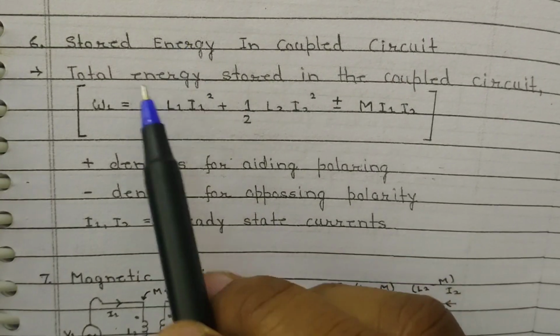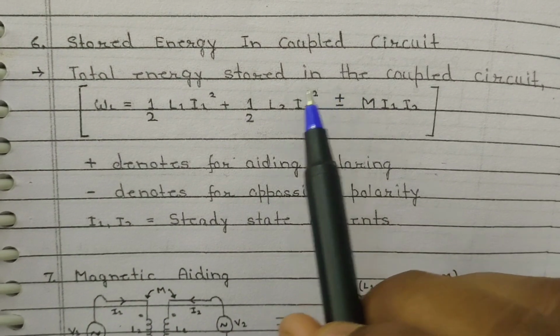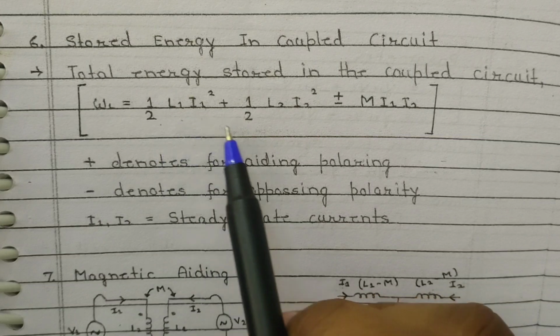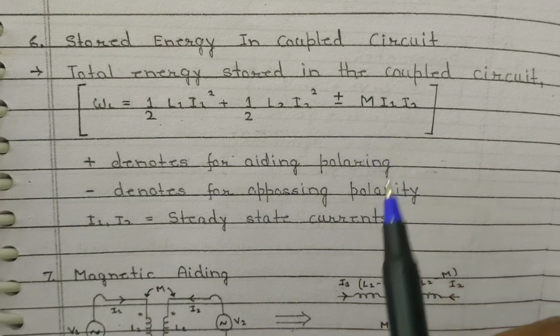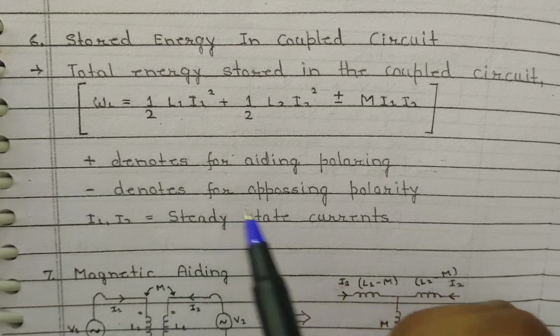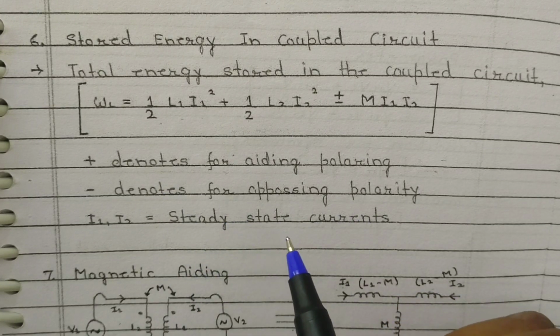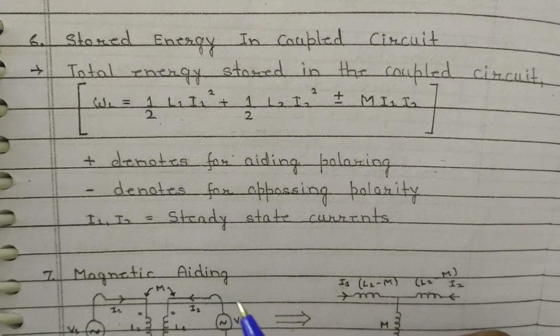Here the stored energy in the coupled circuit can be represented as half L1 I1 squared plus half L2 I2 squared plus or minus M times I1 I2. Plus denotes adding polarity, minus denotes opposing polarity. I1 and I2 are steady state currents.